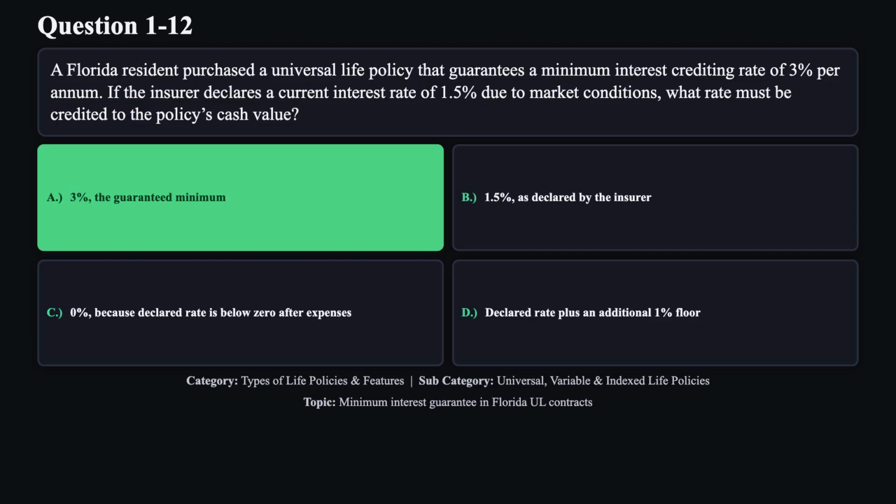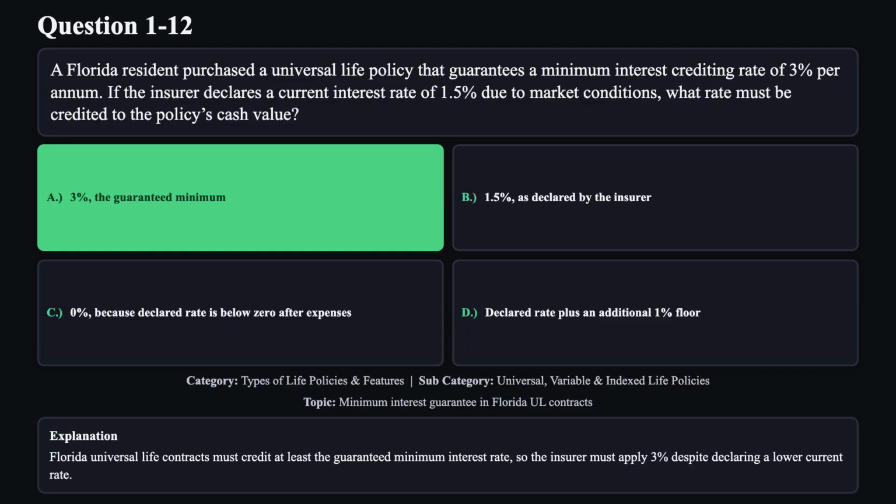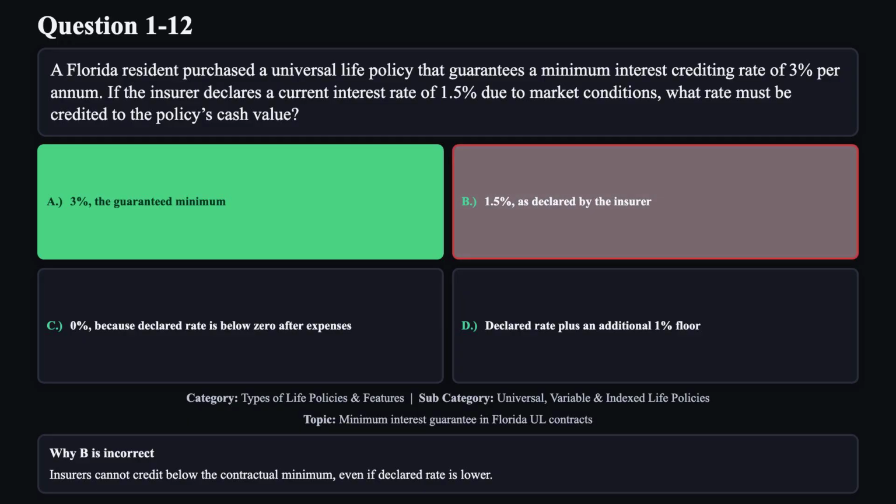The correct answer is A. Florida universal life contracts must credit at least the guaranteed minimum interest rate, so the insurer must apply 3% despite declaring a lower current rate. Reason B is not correct. Insurers cannot credit below the contractual minimum, even if the declared rate is lower.